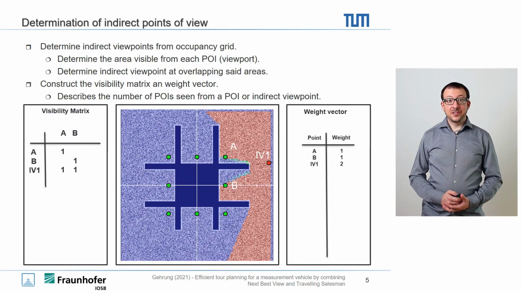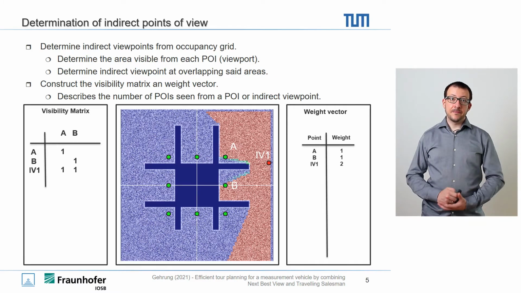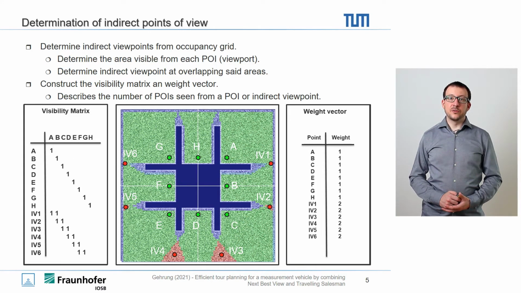In addition to the indirect viewpoints, a so-called visibility matrix is determined. It describes which points of interest can be seen from other points of interest or indirect viewpoints. The weight vector is the sum of the rows of the visibility matrix and is used later on to solve the next best view problem. For the full example shown below, the visibility matrix and weight vector look like this.